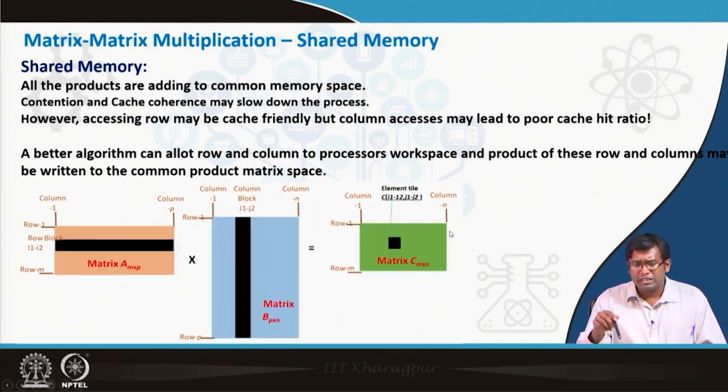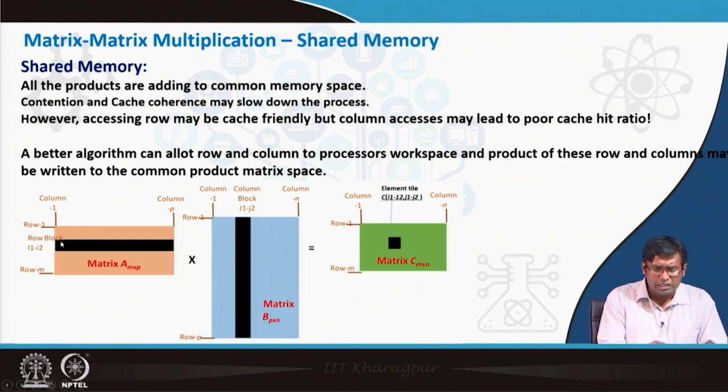So, one of the ideas can be that you allot some rows and some columns to each processor's workspace, and when multiplying it will write back a group of elements, a tile of elements, with a number of rows and a number of columns, so that this cache is filled with these elements. All the rows and columns are multiplied and this group of numbers will be obtained.